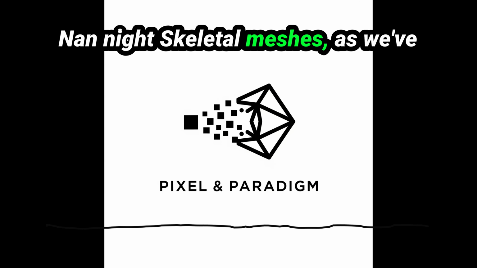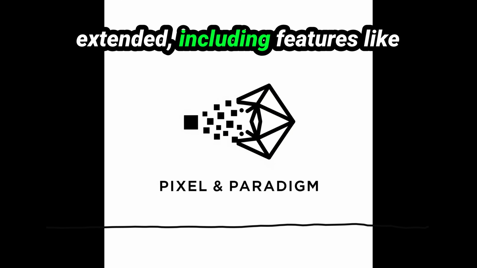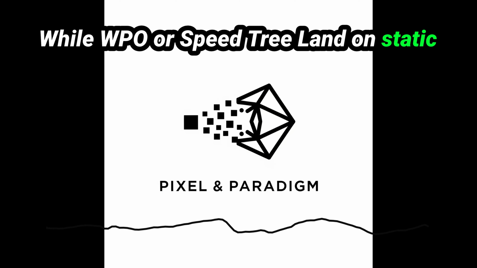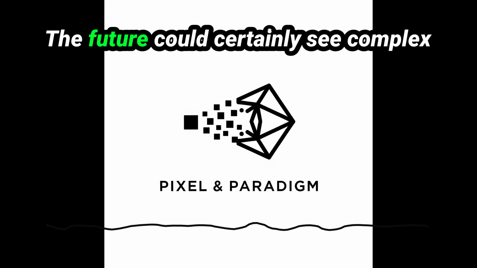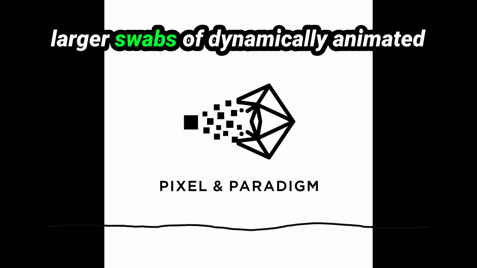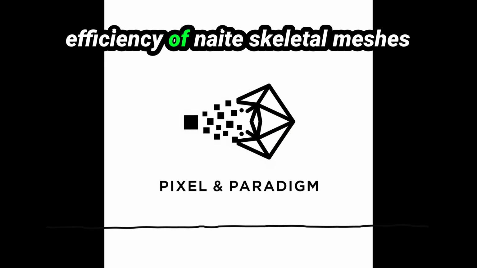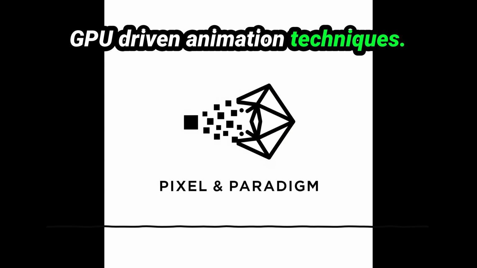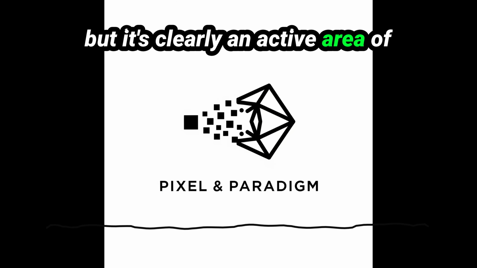Nanite skeletal meshes, as we've discussed, continue to emerge and improve. Support has been extended, including features like instancing and animation banks. While WPO or SpeedTree on static Nanite meshes are still the mainstream approaches for animating foliage today, the future could certainly see complex, rigged hero plants or perhaps even larger swaths of dynamically animated foliage, benefiting from the geometric efficiency of Nanite skeletal meshes combined with more sophisticated GPU-driven animation techniques. It's perhaps more speculative for widespread foliage use right now, but it's clearly an active area of development at Epic Games.